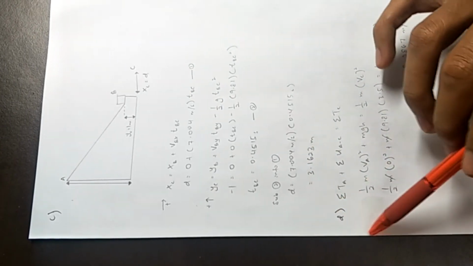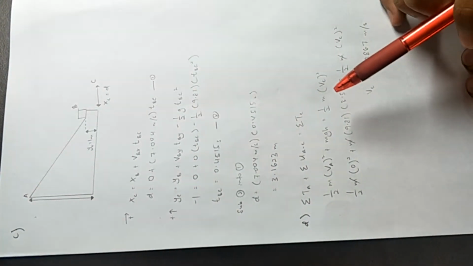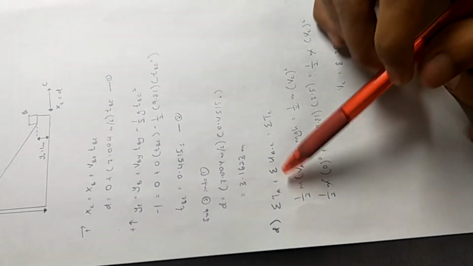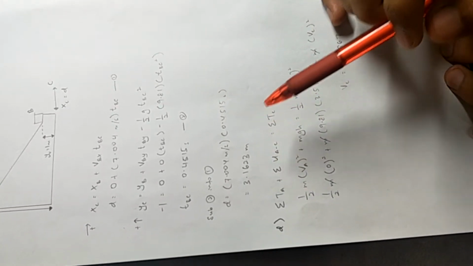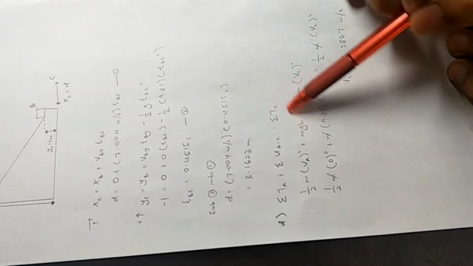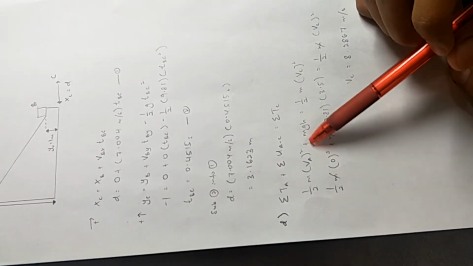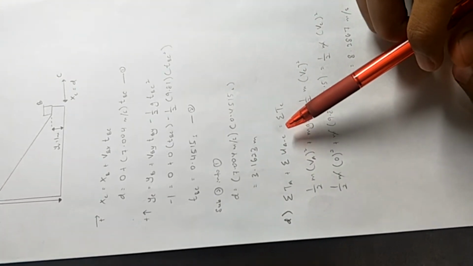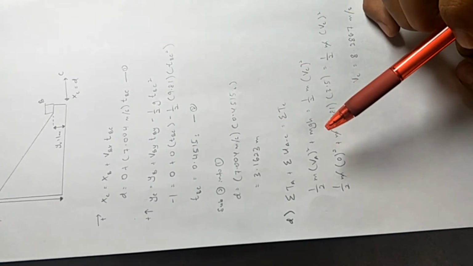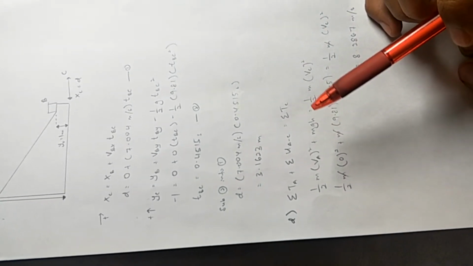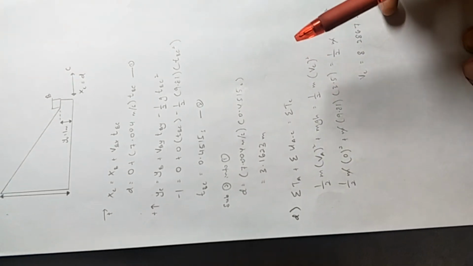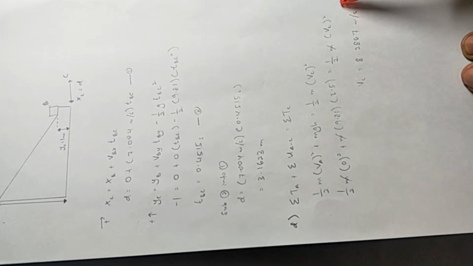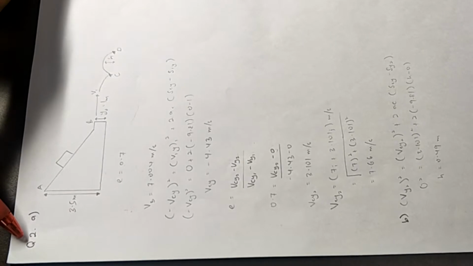For question D, to compute the speed at which the object hits the ground, we can use the principle of work and energy between A and C. We can simplify the summation of TA and summation of TC into 1 over 2 mass times velocity A squared, and 1 over 2 mass times velocity C squared. VA is equal to 0 because the object is in a static condition. Then we calculate to get the value of VC equal to 8.2867 meters per second.